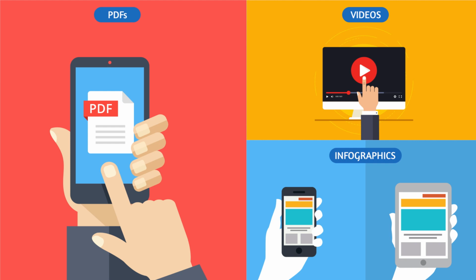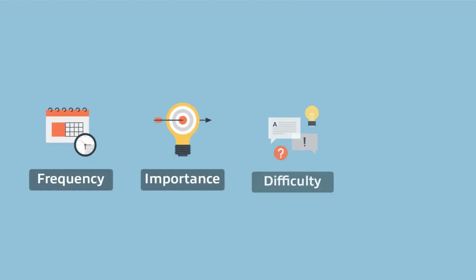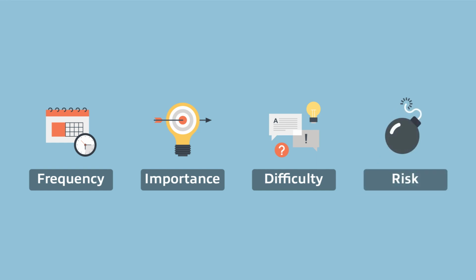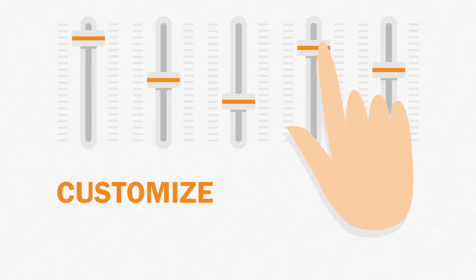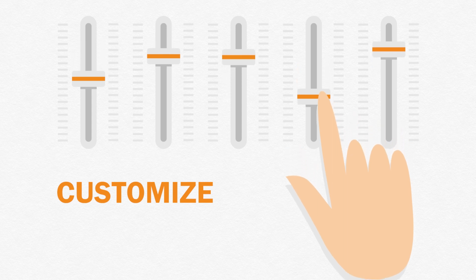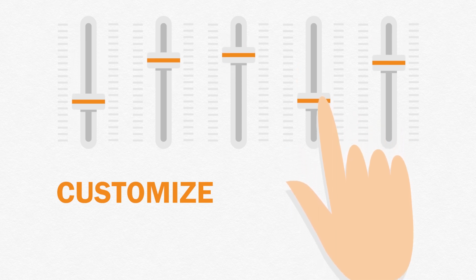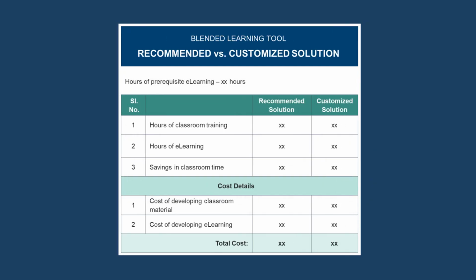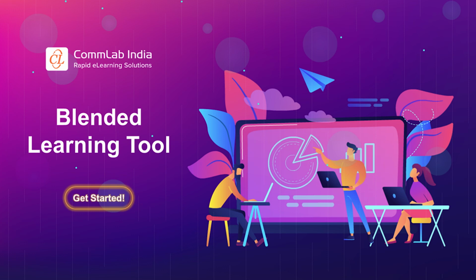This solution will be based on 4 parameters of the task that the training will equip the learner to do: frequency, importance, difficulty, and risk. Since the tool quantifies qualitative human judgment, you will have the option to adjust the recommendations based on your knowledge and experience. You will receive a price estimate for both the recommended and customized solutions. The cost for performance support job aids will be discussed in subsequent calls and is not provided by this tool. So, let's get started to find the optimal mix of classroom and online training for your training program.